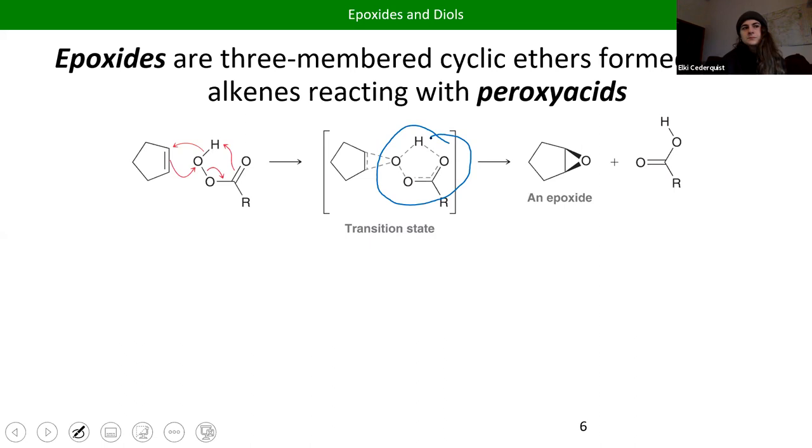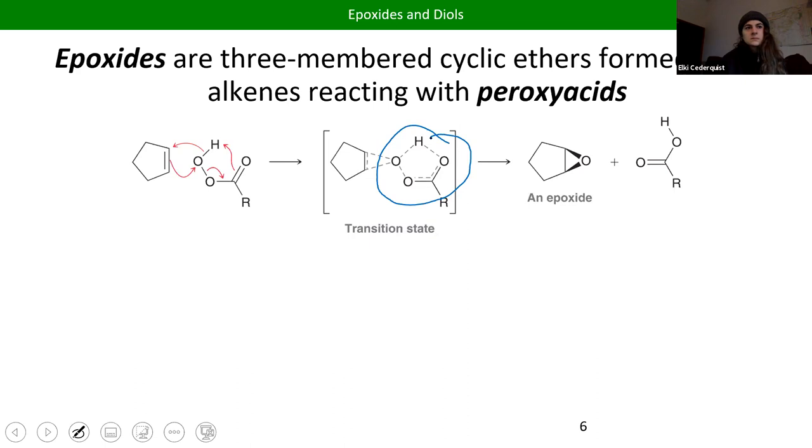If it's a three-sided ring structure where you've got something that still has a charge to it, like that bromonium ion, that's not going to be stable enough that we could really isolate it. It's going to react with something else pretty quickly. But an epoxide is stable enough that we can actually isolate it and call it a product rather than just an intermediate.